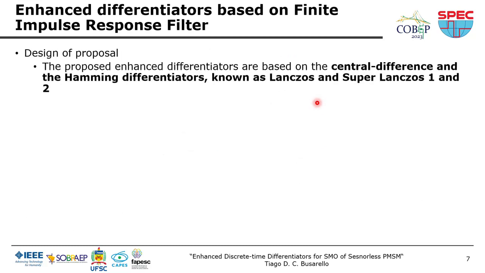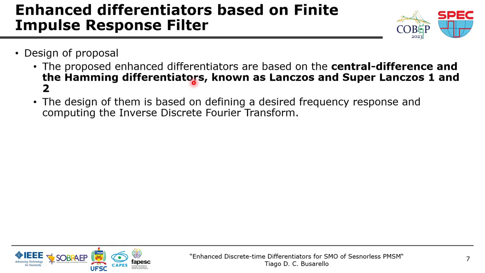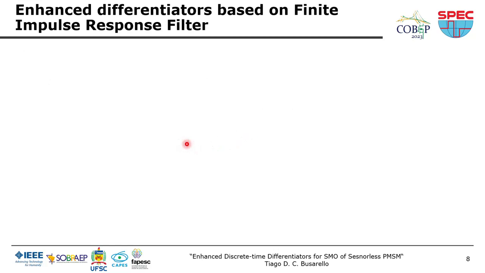So, design of the proposal. The proposed enhanced differentiators are based on the central difference, the Hamming differentiators, and those known as Lanczos and Super Lanczos 1 and 2. These are our proposed differentiators. The design of them is based on defining a desired frequency response and computing the inverse discrete Fourier transform. With these equations, we can easily compute the coefficients of the filters that work as differentiators, each one for this kind of differentiator. Since we have complex functions defined by the desired frequency response, we can use the inverse Fourier transform to get the coefficients of the filter.